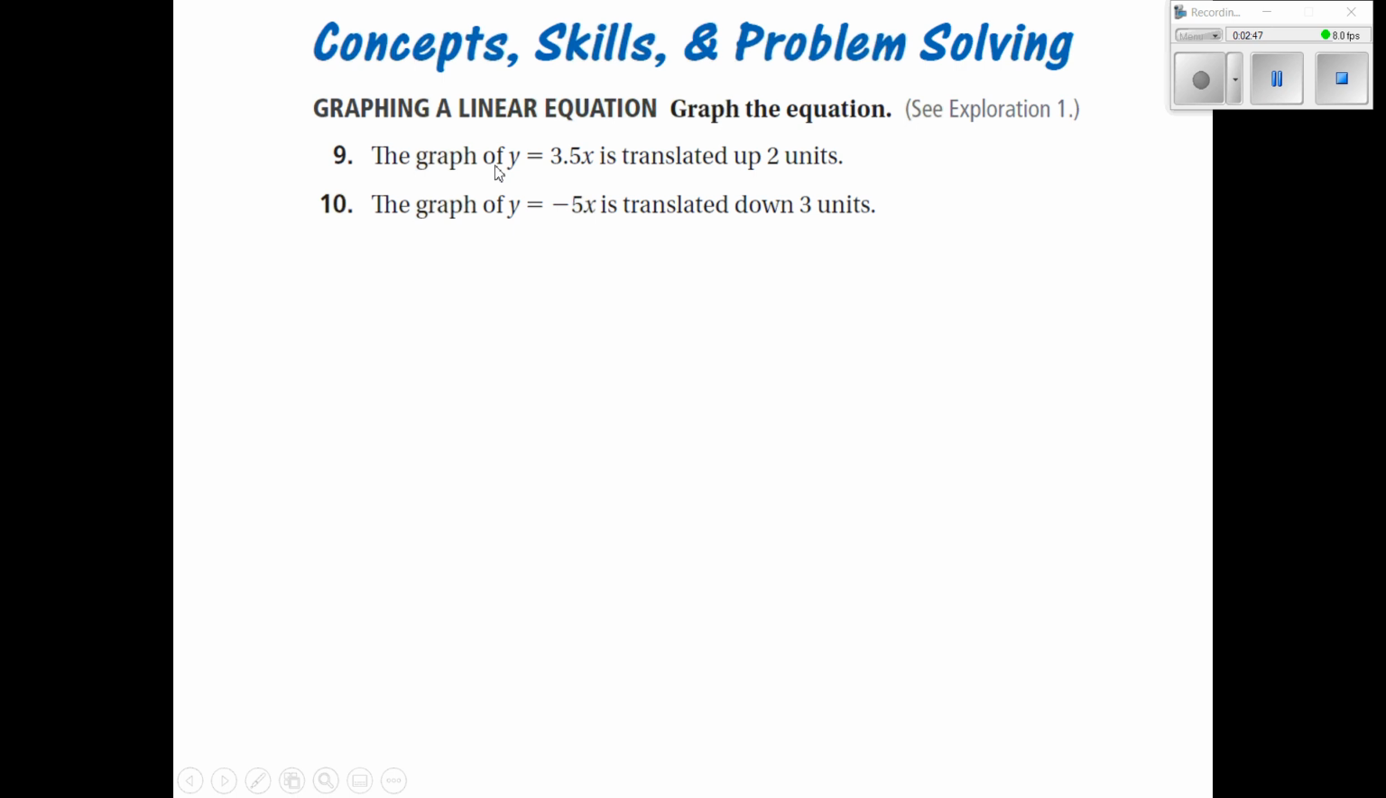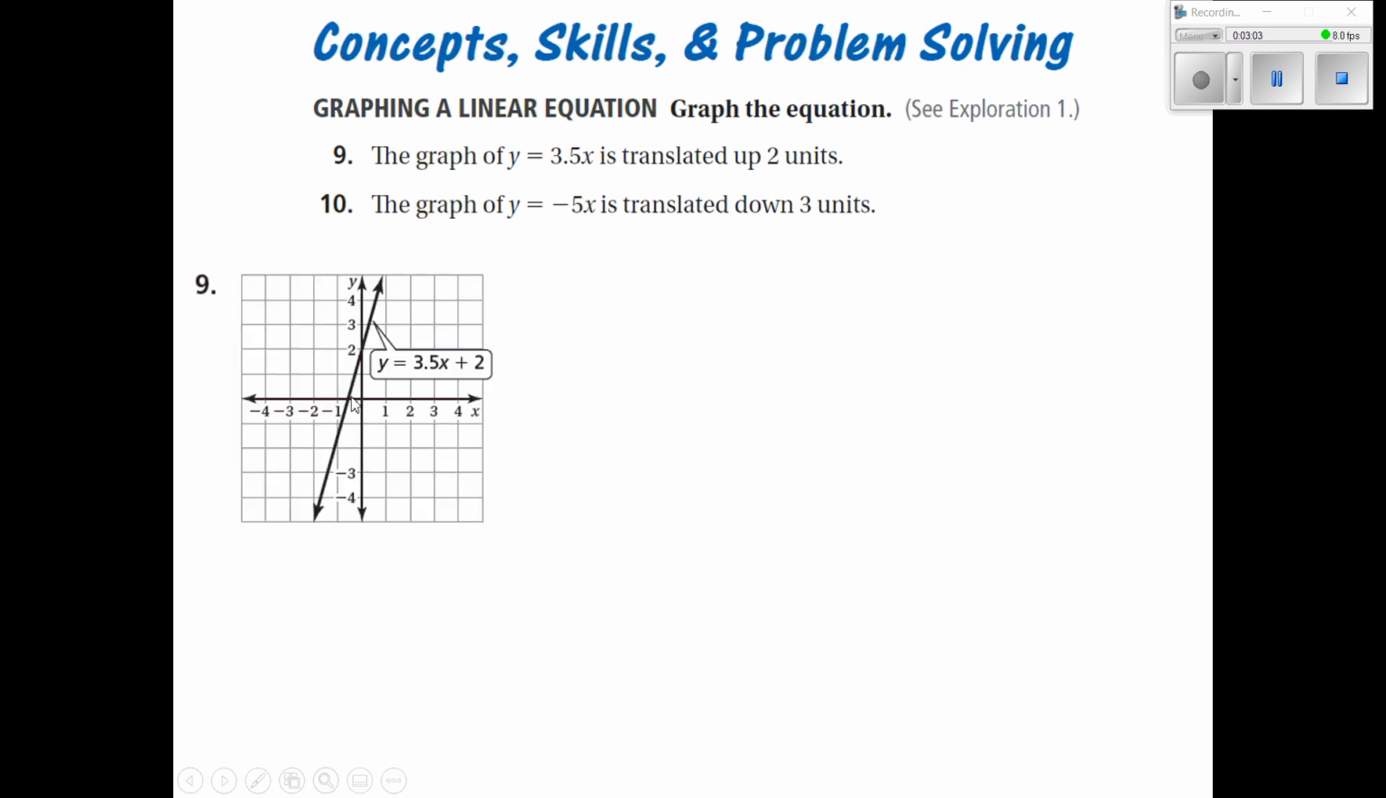Number 9 says graph. The graph of y equals 3.5x is translated up 2 units. So if it's up 2 units, that means it's going to cross through my y-axis at positive 2. So when I graph this equation, I see that I'm going to pass through 2. It's going to go up 3.5 for every 1 that it goes over. So from here, it's going up 1, 2, 3, and then a half. Or I could even say it's going down 1, 2, 3, and a half, right? Before it crosses over my line right there.